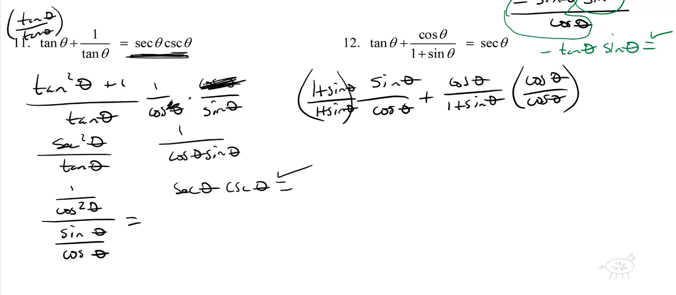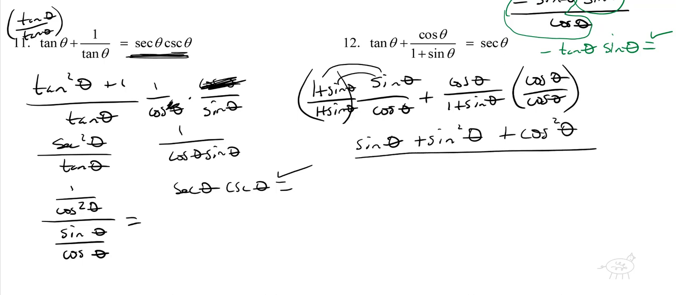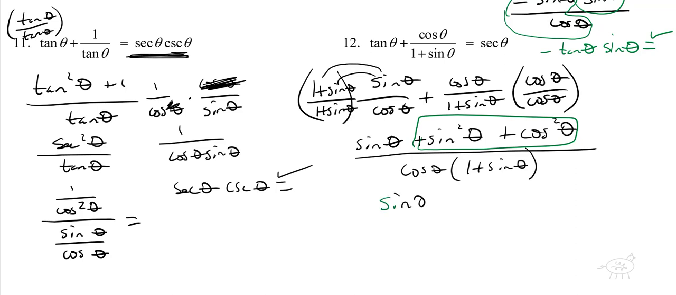Cool. So if I distribute that, this guy here, I get sine of theta plus sine squared of theta plus cosine squared of theta, all over cosine of theta times 1 plus sine of theta. Okay? So what do we recognize here, math fans? Man, you better be recognizing this baby right here. Sine squared plus cosine squared. So I get sine of theta plus 1 over cosine of theta, 1 plus sine of theta.